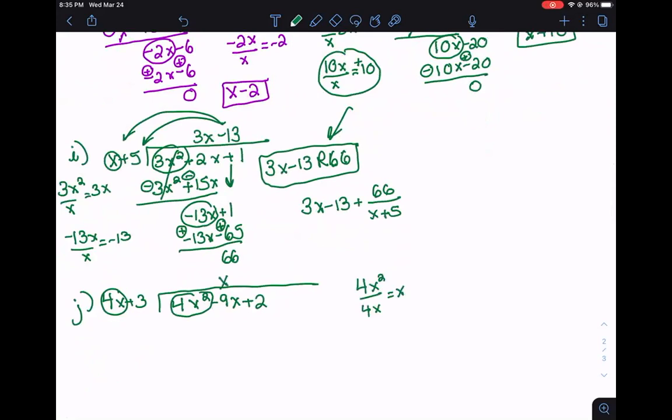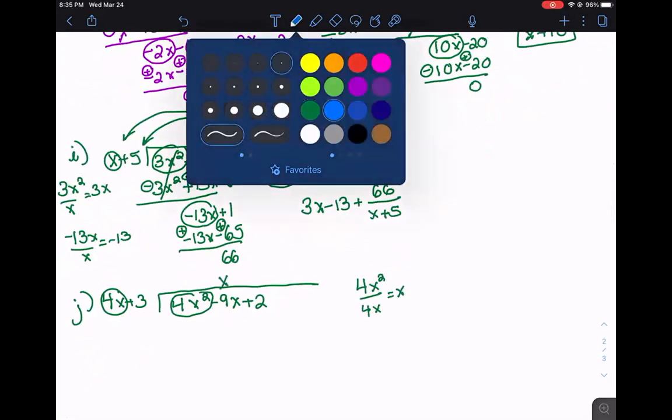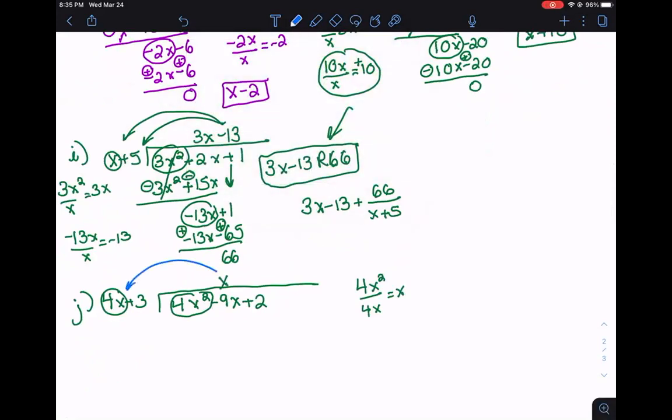That goes on top. I should have changed the color. Let me do that now to differentiate. X times 4x and x times 3. Negate, negate. So I'm left with a minus 12x plus 2. So now I'm going to do negative 12x, and Maria, this is the question you were just asking, divided by 4x, which is negative 3.